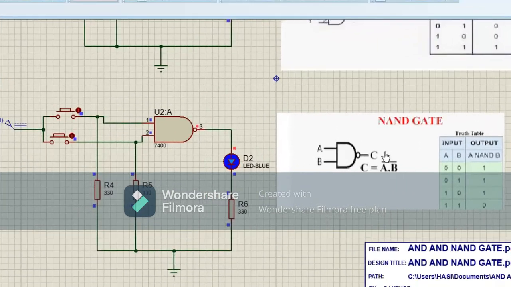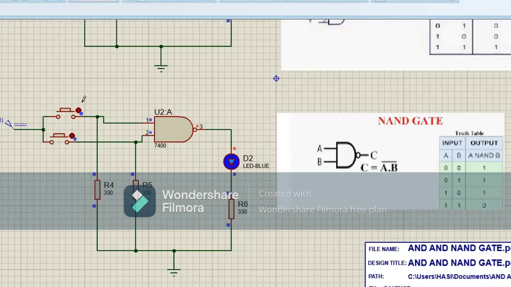Next we have the NAND gate. This is the symbol of the NAND gate. It's also called the NOT AND gate. Its output is the complement of that of an AND gate. It's a logic gate which produces an output which is false only if all the inputs are true. Its truth table is as follows. If both the inputs are 0, the output is high, and if both the inputs are high, the output is low.